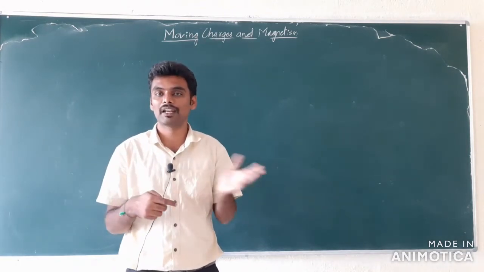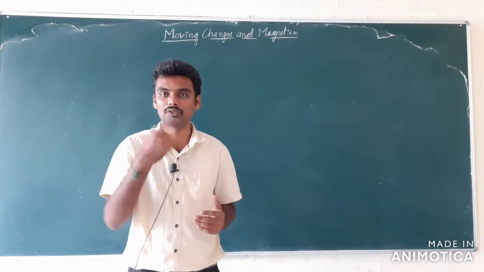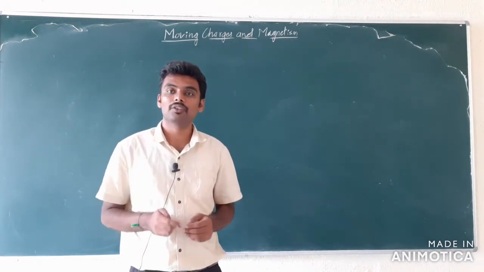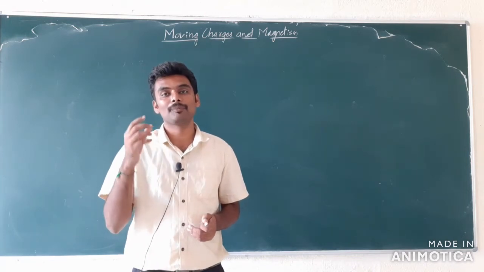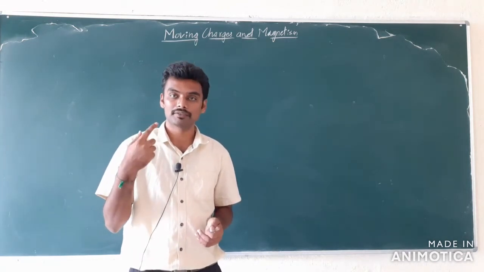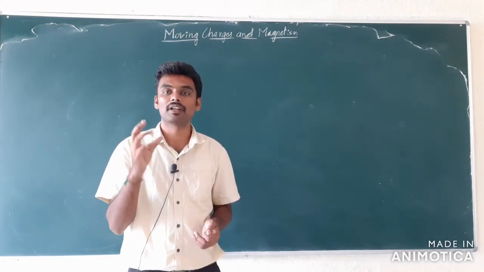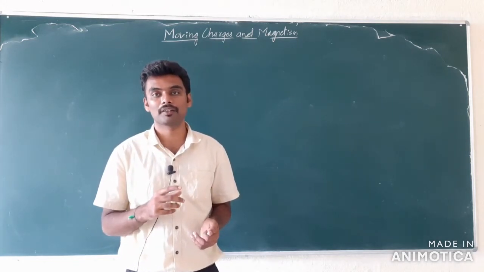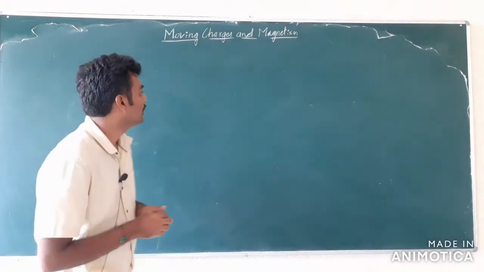M is equal to NIA for n turns. For one turn it is IA, current into area of the loop. So now we will see what is the magnitude of magnetic dipole moment produced by the revolving electron of a hydrogen atom. Okay, so we will derive the expression for that now.